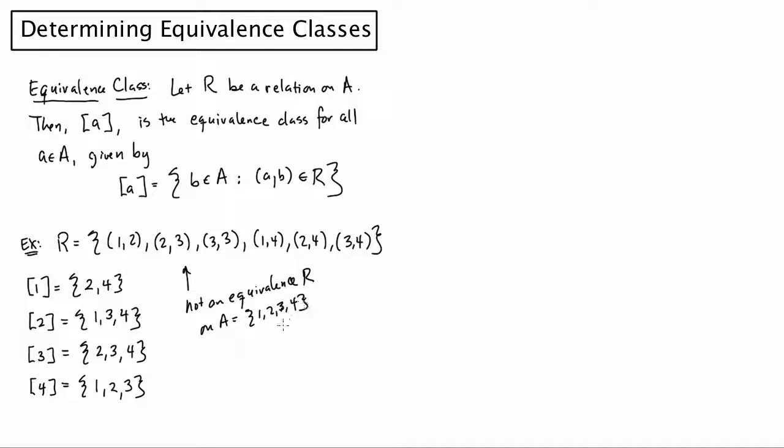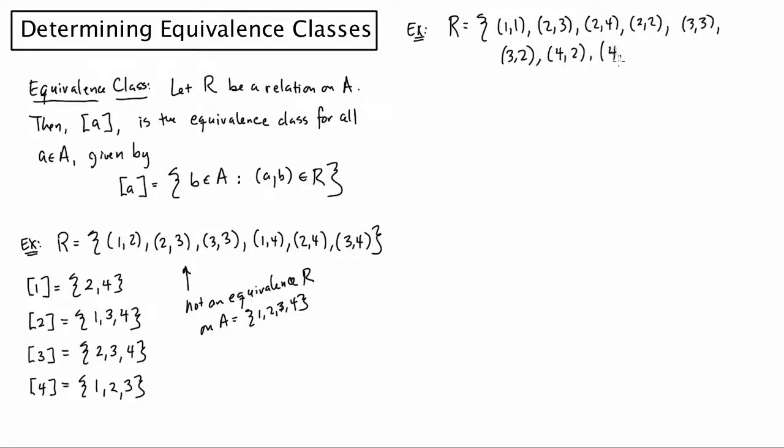However, if we do have an equivalence relation, then special things happen. So let me give you another example that is an equivalence relation. Let me start with, so I'll put in a couple of points here. We'll do (1,1), (2,3), (2,4). I got to have (2,2) in there if it's going to be an equivalence relation. Let's put in (3,3). Because I have (2,3), I'll also need (3,2). Because I have (2,4), I'll also need (4,2). And then let me put in (4,4). And we'll close it off there.